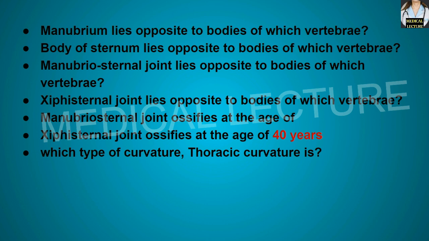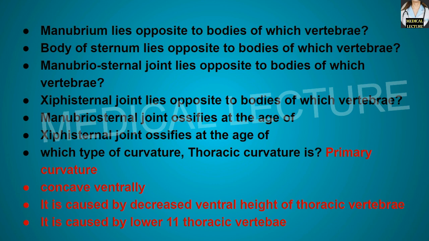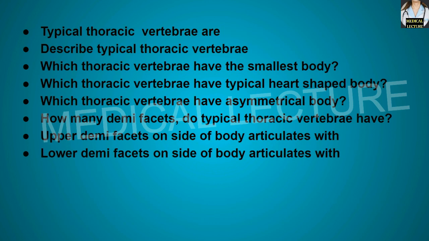Which type of curvature is the thoracic curvature? It is a primary curvature. It is concave ventrally and it is caused by the decreased ventral height of the thoracic vertebra, and it is also caused by the lower 11 thoracic vertebra. Which are the typical thoracic vertebra? They are from T2 to T8.